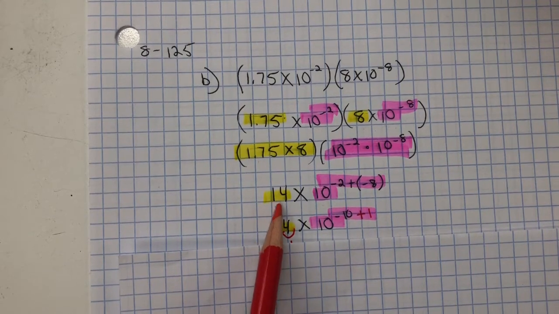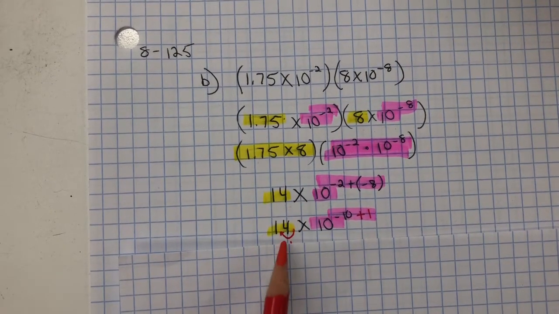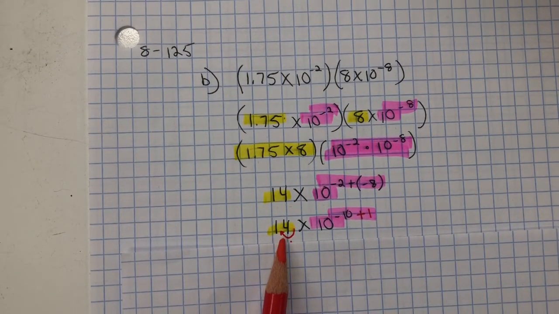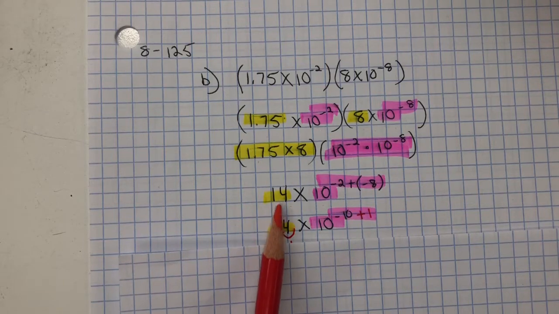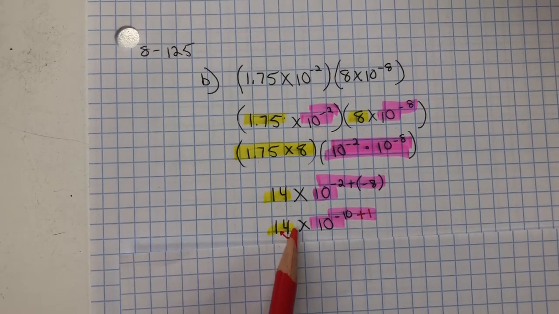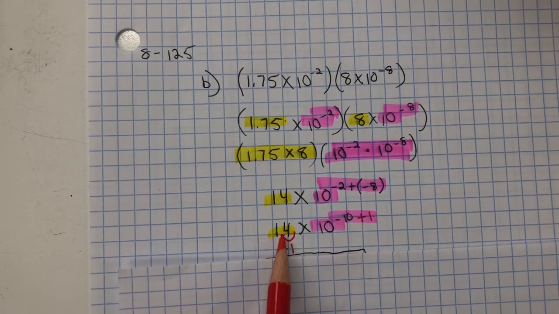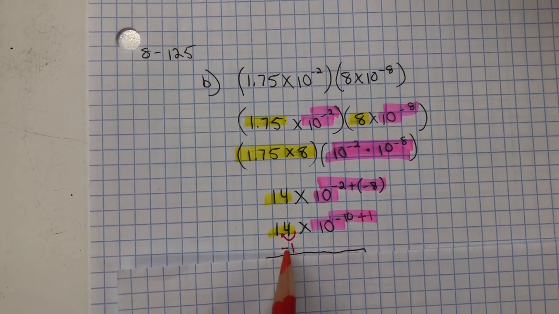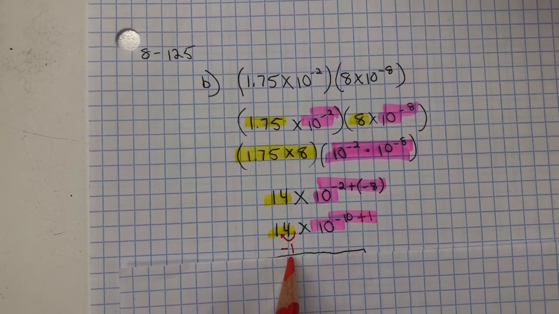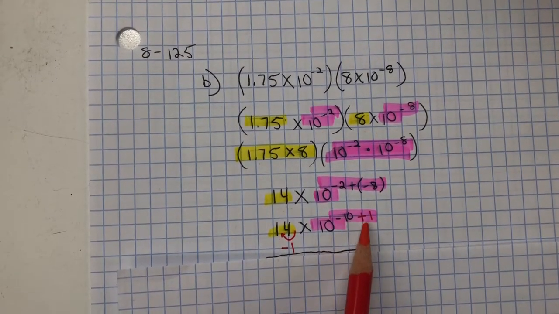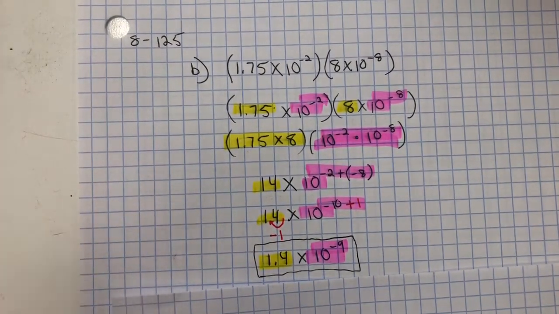Now, when I had 14, that's not in scientific notation. Remember, the coefficient has to be greater than or equal to 1, but less than 10. And 14 is greater than 10. So I need to reduce this by one place value. And if I reduce this by one place value, I need to increase the exponent. So negative 10 plus 1 is negative 9.